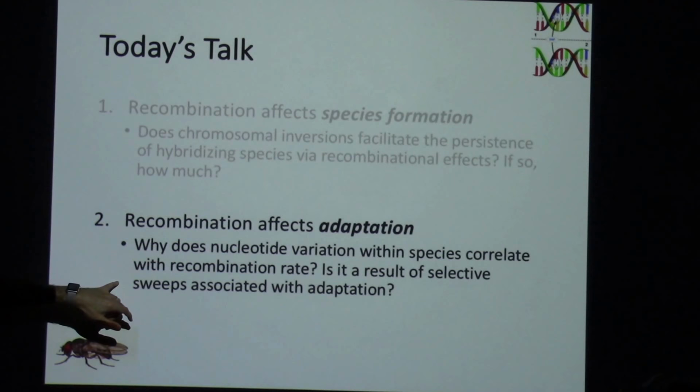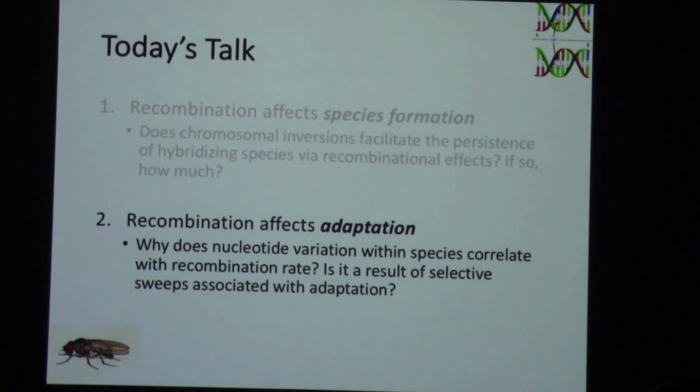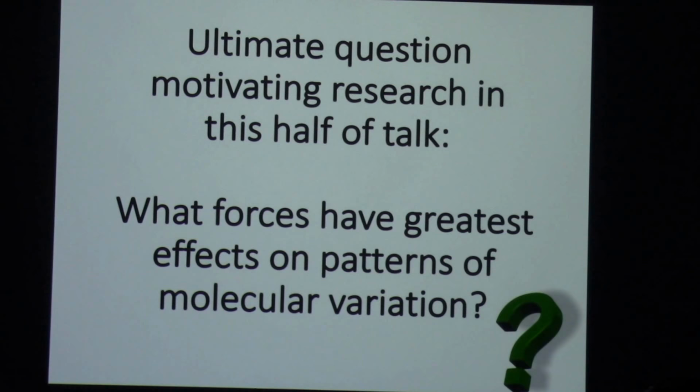So I'll give you some background on this if you're not familiar with it. The ultimate question motivating this half of the talk is what forces have the greatest effects on patterns of molecular variation? That's what we want to know. Now, everything I've shown you so far has been looking at the suppression of recombination in species hybrids or inversion heterozygotes. But even if you take that out, let's say you just look within a species.